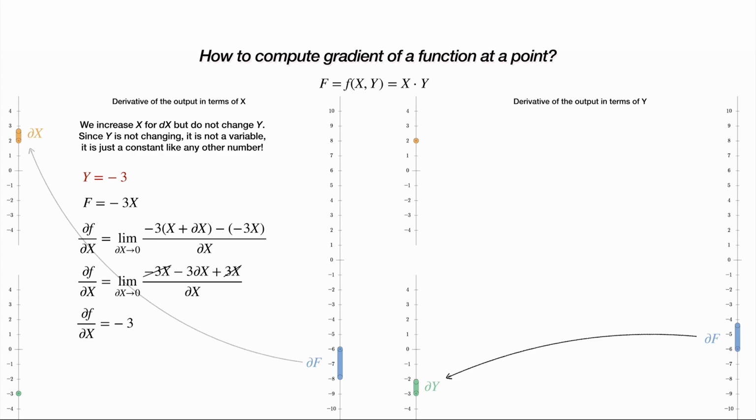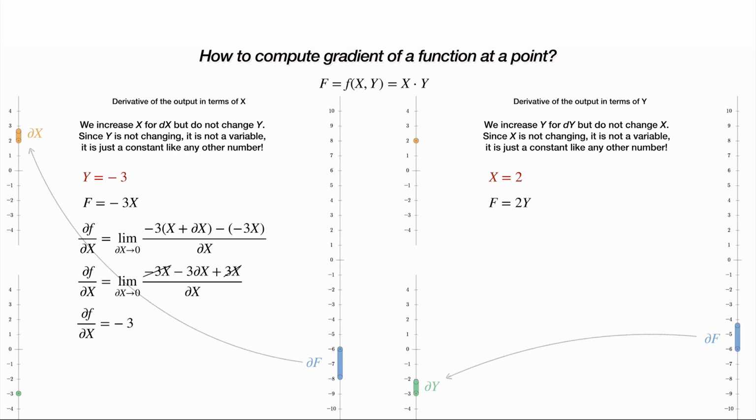Okay, now let's compute the second derivative, which is the derivative of the output in terms of y. So what do we need to do? Analogous to the left side, we need to increase y by delta y, which we already did, but at the same time not change x, so fix x. Since x is not changing, it is not a variable. It is just a constant, like any other number. Since we fixed x to the value at which we found it, which is 2, we can simply say x equals 2. If x equals 2, our function becomes f equals 2 times y.